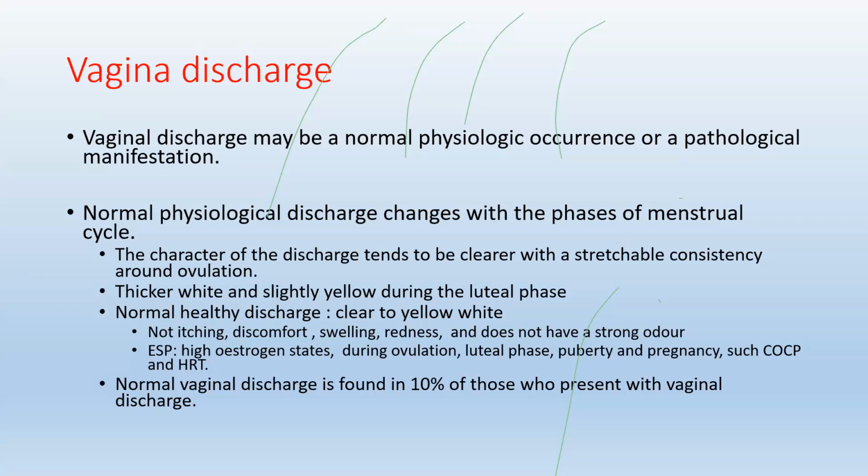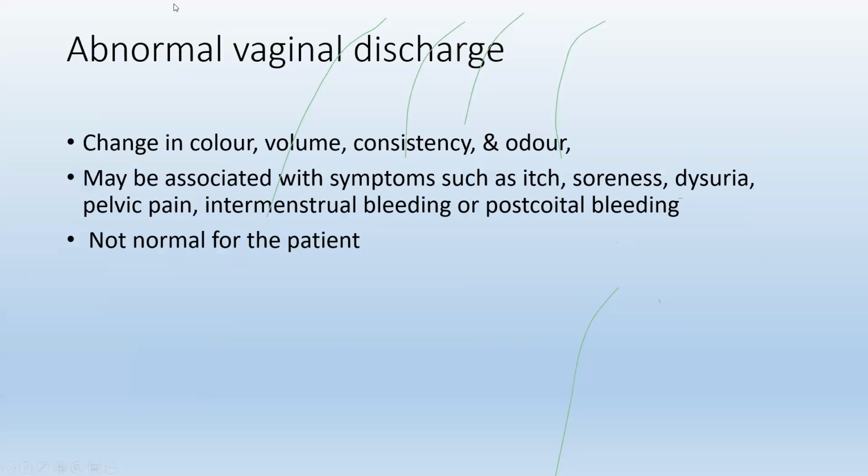Especially, clear discharge normally happens in those with high states of estrogen: during ovulation, luteal phase, puberty, pregnancy, and sometimes patients on COCP and also HRT. Normal vaginal discharge is found in 10% of patients presenting with vaginal discharge. So abnormal discharge, with change in color, volume, consistency, and odor, may be associated with symptoms such as itch, soreness, dysuria, pelvic pain, intermenstrual bleed, postcoital bleed. And the patient tells you, doctor, it's not a normal discharge.